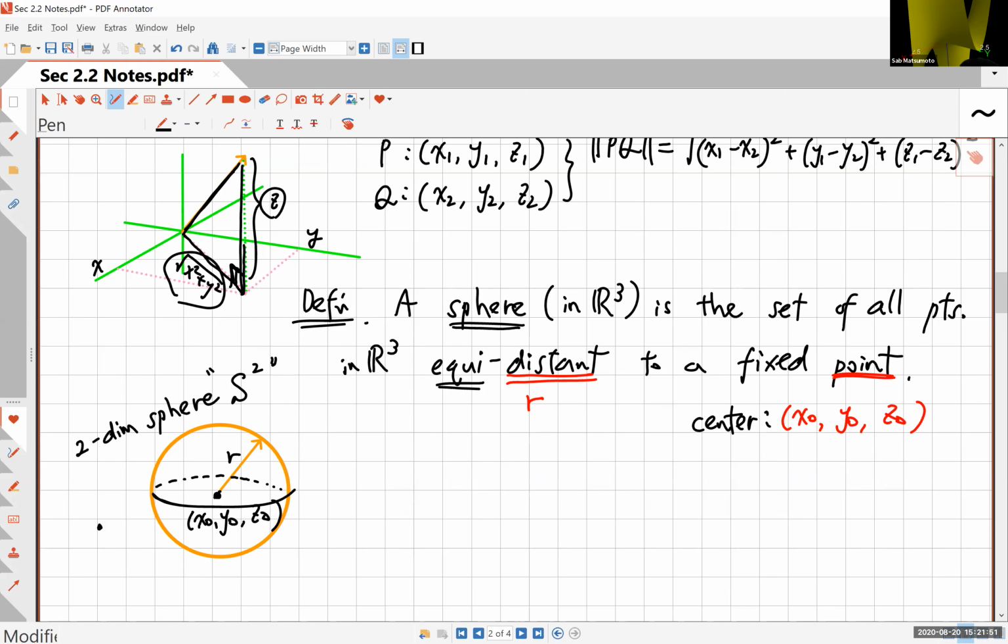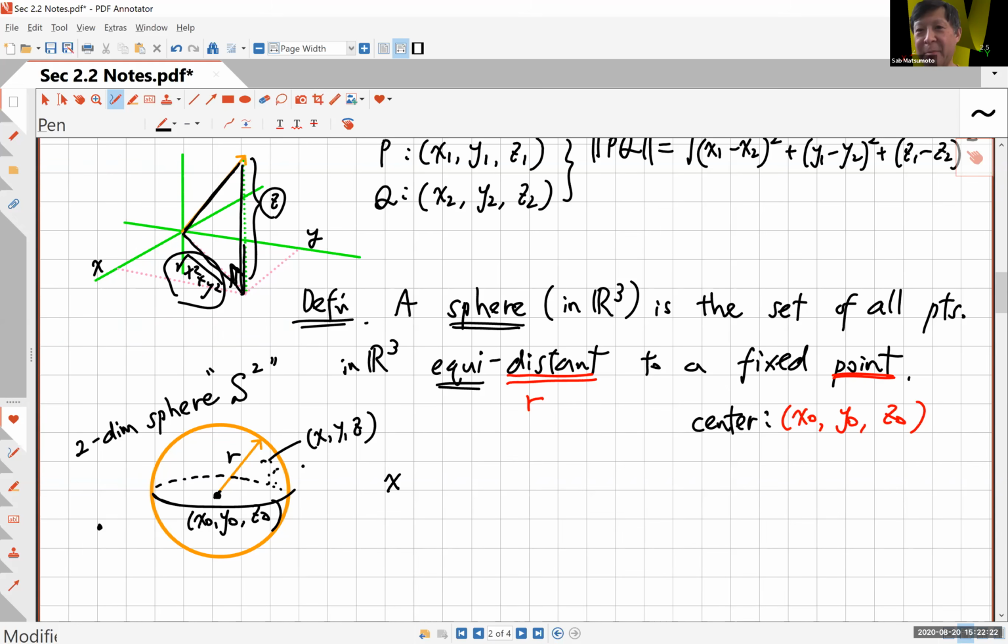Well, so how do you describe this, the set of all points on the sphere? The equation of the sphere is simple, because what we are saying is if you pick any random point x, y, z on this sphere. Oh, by the way, and this is a great analogy or metaphor to understand the relationship between equations and a geometric object.